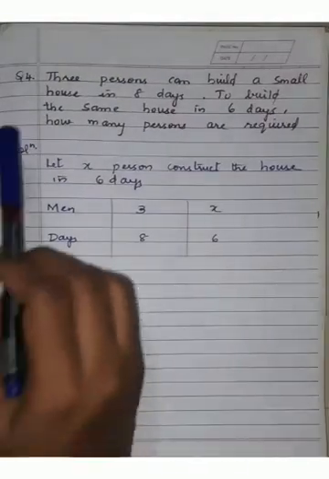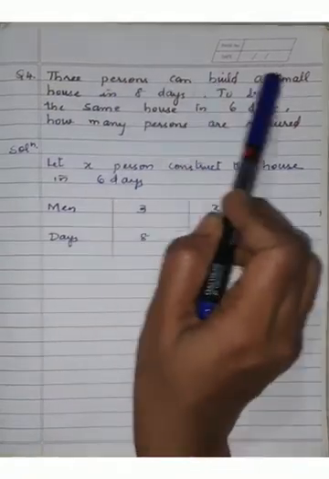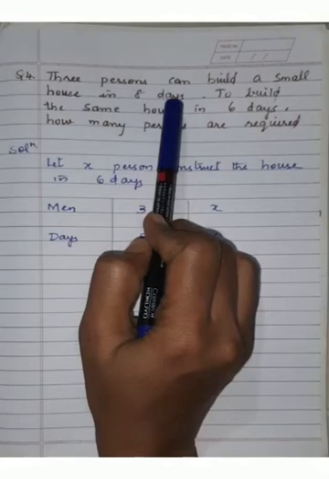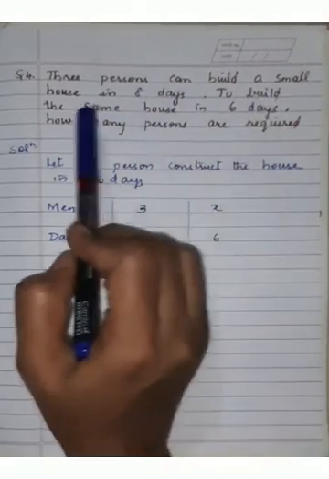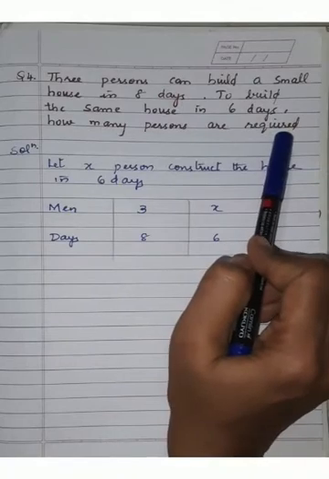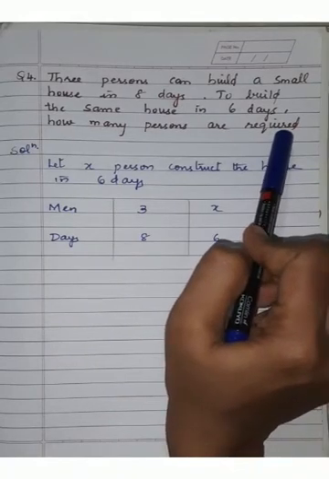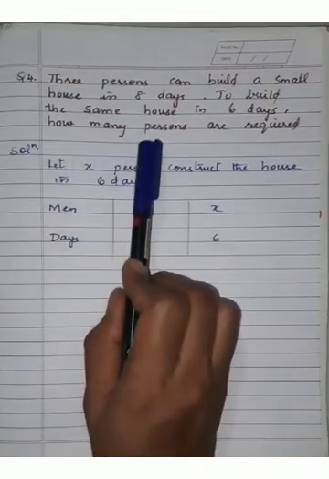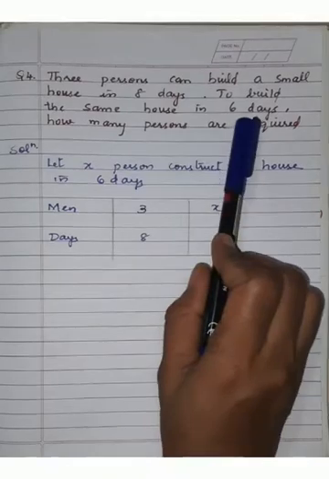Now students, our question number 4 is, 3 persons can build a small house in 8 days. Okay, 3 people will construct the house in 8 days. So to build the same house in 6 days, how many persons are required? So read the questions very well, then only you will come to know whether it is an example of direct or inverse variation. So we have to find the number of persons who will construct the house in 6 days.